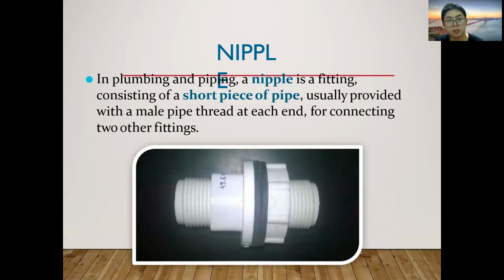Next is nipple. In plumbing and piping, a nipple is a fitting consisting of a short piece of pipe, usually provided with a male pipe thread on each end for connecting to other fittings.